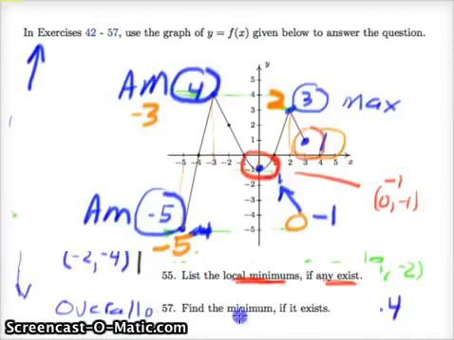All right, find the minimum if it exists. Now, the minimum, so this is overall. It should have said, it would be better to have the word absolute or extreme. So this point right here is the absolute minimum. Now, the absolute minimum is a y value, so that's negative 5. Take a look at that picture. Make sure that that's clear.